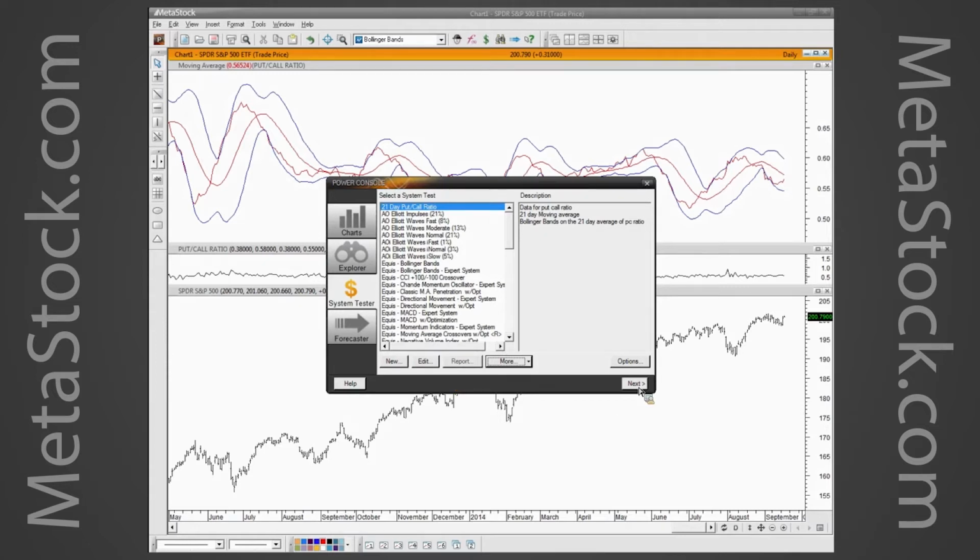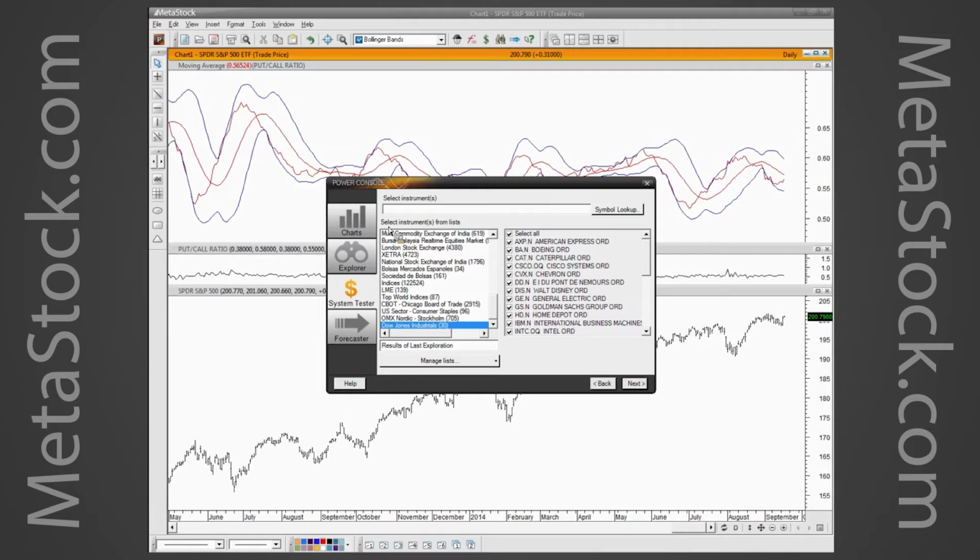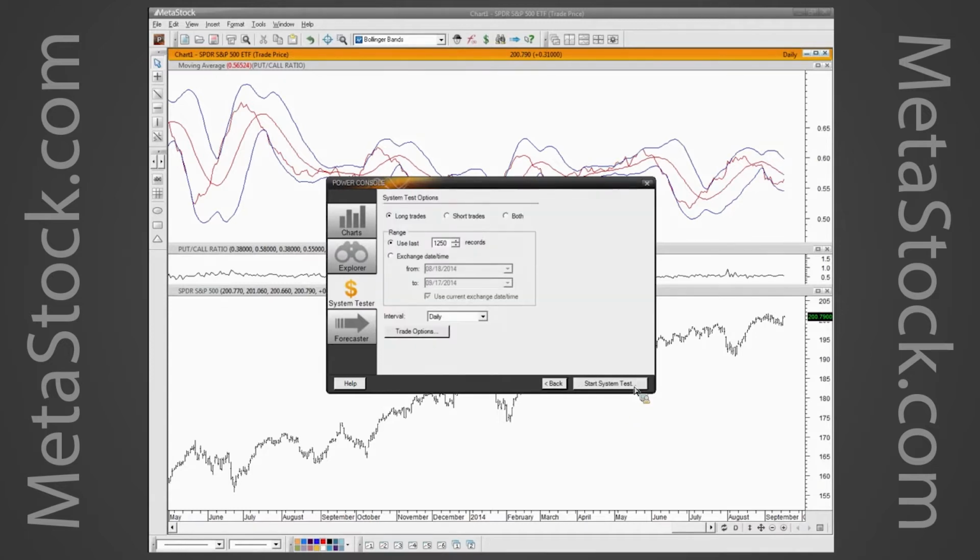I clicked OK, and now I'm back to the main screen of the system tester on the Power Console, so I'm just going to click Next. I enter the symbol SPY and click Next. Since I entered only a buy and sell order, for now we're just going to do long trades. And I have the last 1,250 records in here, which is about 5 years of data.